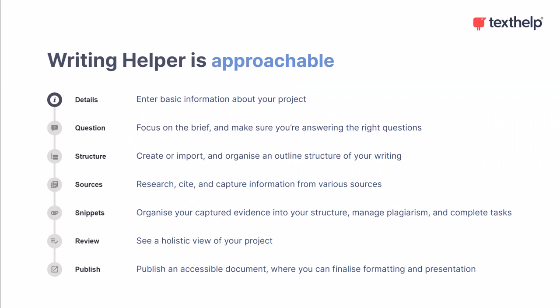As well as being content focused, Writing Helper is approachable. These 7 steps from details to publish are a mostly linear flow that allows you to gather your evidence, structure your arguments, and essentially put your content together without ever having to worry about all of the finessing or the aesthetic or formatting aspects of creating your piece of work. You walk through this process step by step, only focusing on the things that you need to focus on when you need to focus on them.